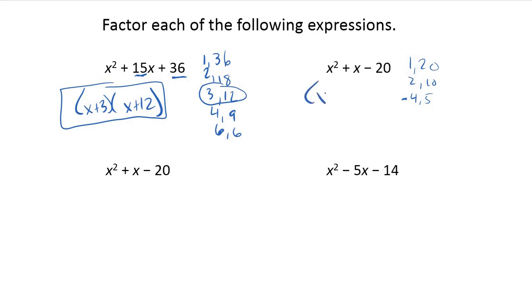So now I'm going to list my factors. So x minus 4, x plus 5. Do you see how I'm doing that? Does that feel kind of familiar?